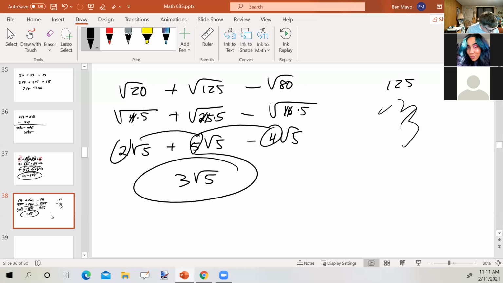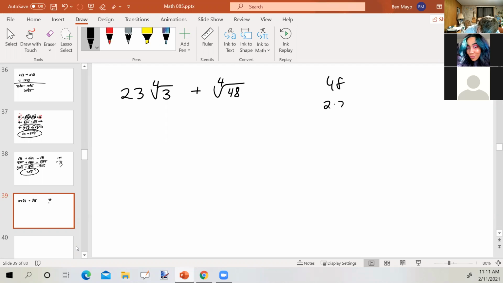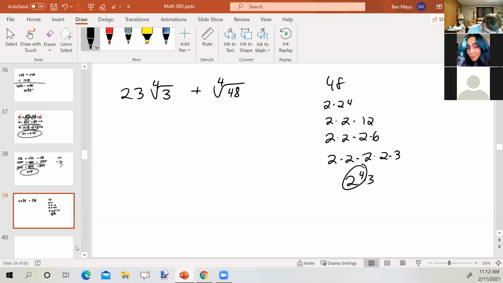Okay, let me do one more here. 23 fourth roots of 3 plus the 4th root of 48. Well, if I look at that first expression, I can't really do anything with the 4th root of 3. But 48 is 2 times 24, 2 times 2 times 12, 2 times 2 times 2 times 6, 2 times 2 times 2 times 2 times 3. Oh, it's 2 to the 4th times 3.